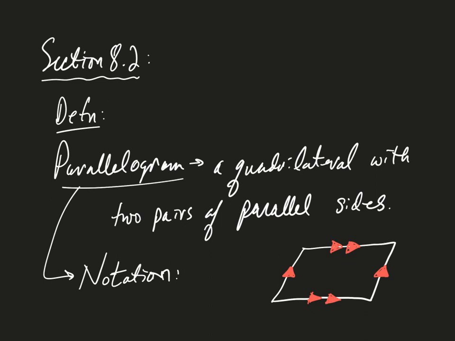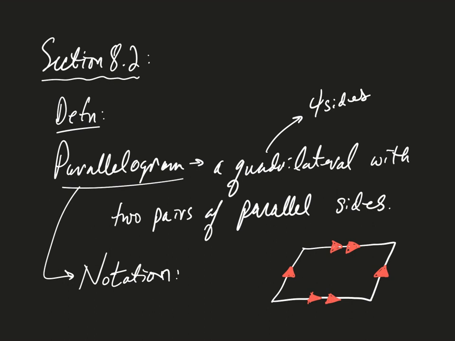All right, good morning. Today we're going to take a look at section 8.2, and we start off with a definition, and that's for a parallelogram. So a parallelogram is a quadrilateral with two pairs of parallel sides. So remember, quadrilateral means four sides. And we've got two pairs of parallel sides.